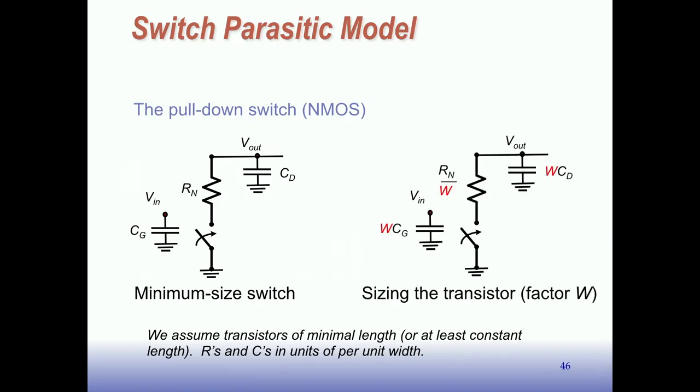If we size the transistor, this is what our picture is going to look like. We have the W times CG here. That's the gate capacitance. We have the channel resistance of the N-type is now Rn over W. And then the drain capacitance is W times bigger.